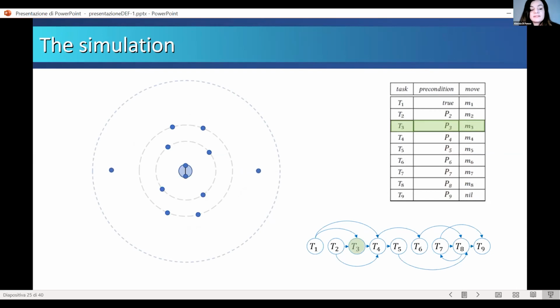Suppose the robot falls asleep while performing its move. When it wakes up again, it evaluates again all the predicates, and if it has the same output, it will perform the same move. Each robot runs this algorithm independently and asynchronously.